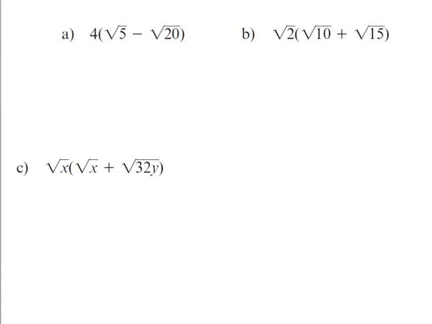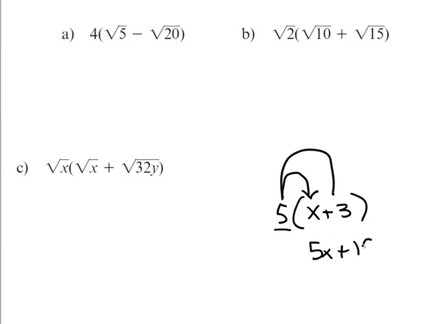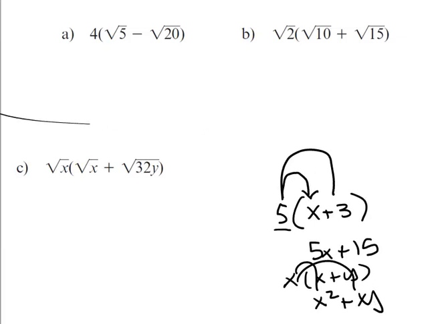So let me just do a quick thing here. You're used to distributing. You've been doing it for quite some time now. So if I had 5 times x plus 3, I would distribute this monomial to this binomial, and I would get 5x plus 15. You've seen it before. X times x plus y will give me x squared plus xy. So, whoops, we're not doing anything we've never seen before.